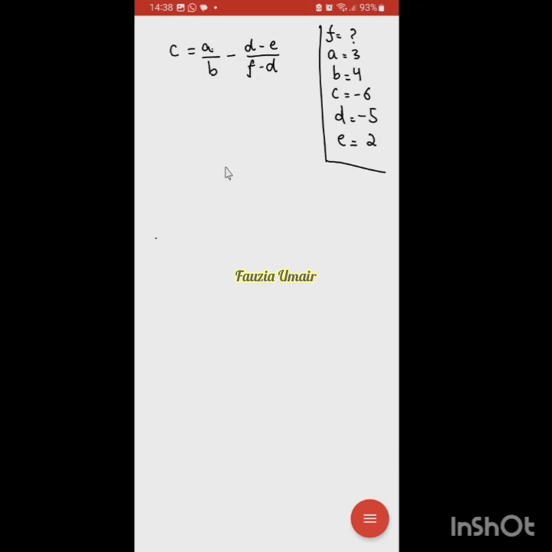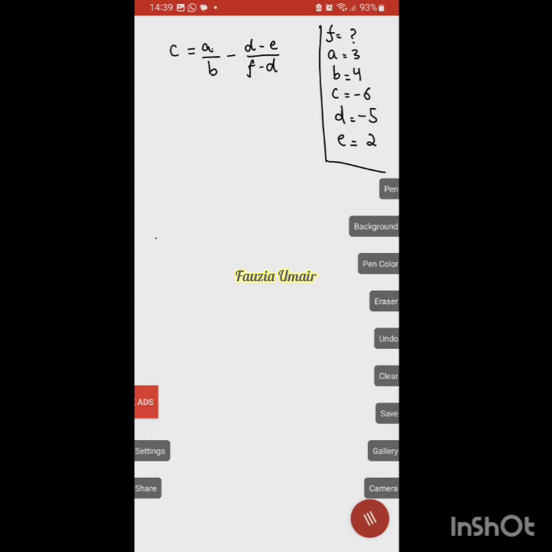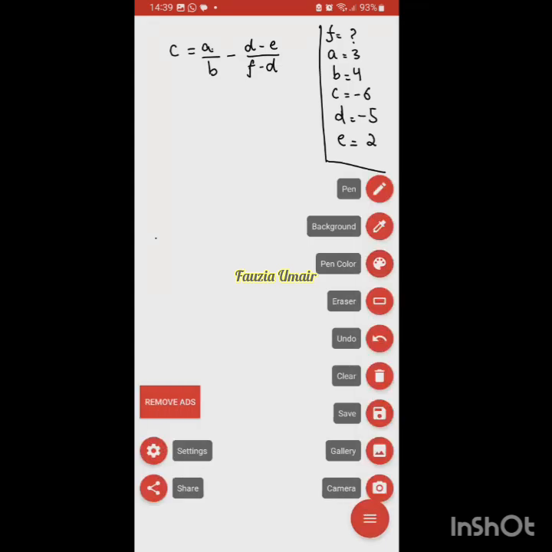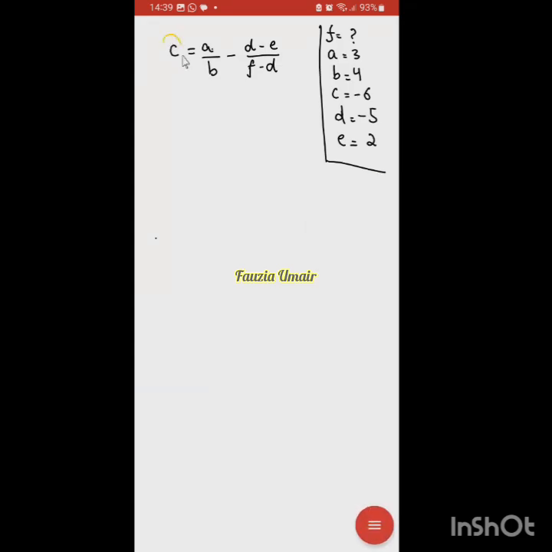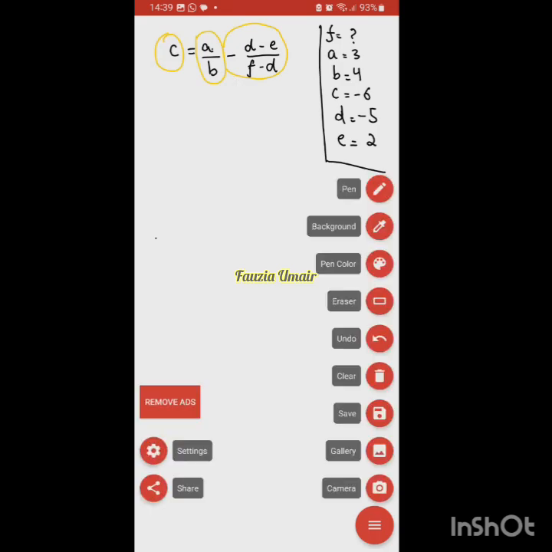Actually, there are 3 terms, right? So let me tell you which 3 terms are there. Like this is one term, plus C, this is the second term, and this is the third term. There are total 3 terms in this question, right? Okay? Yes. So now we will start.